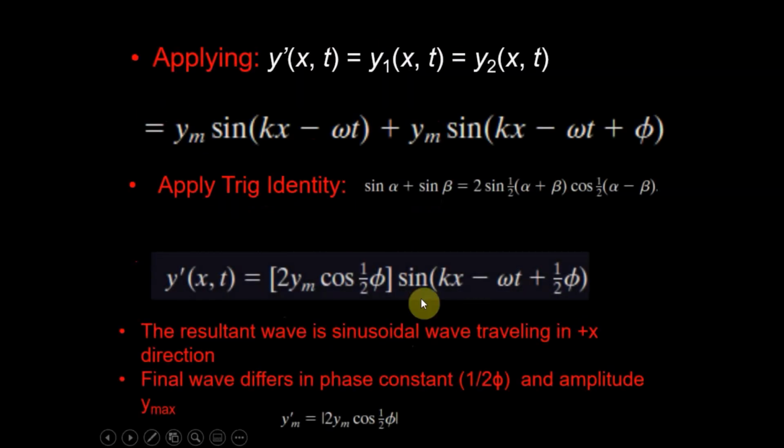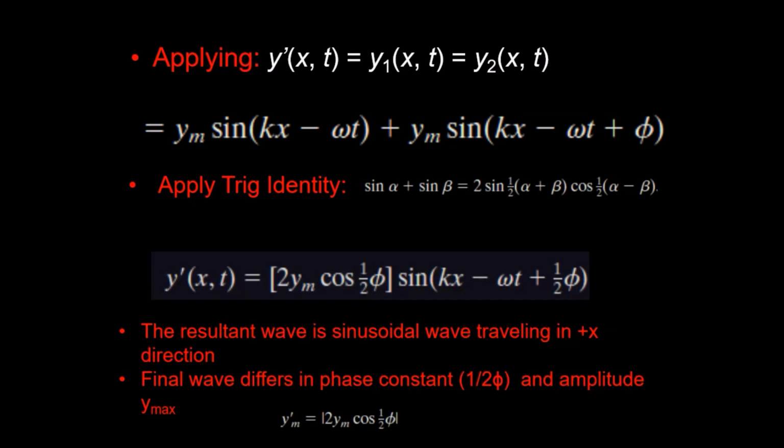Now if we add our two equations together, we'll have y sine kx minus omega t plus y sine kx minus omega t plus a phase constant phi. Adding these together is a little bit trickier than it looks. The best way to do this is to apply a trig identity, and this is a case of knowing to apply this identity at this point.